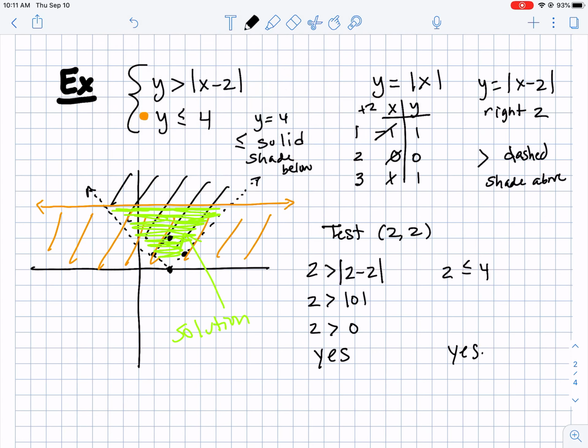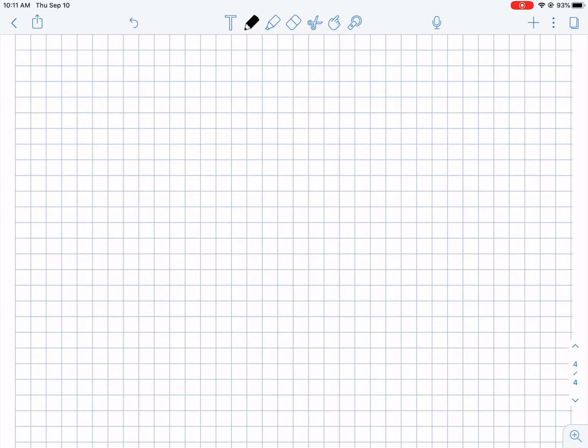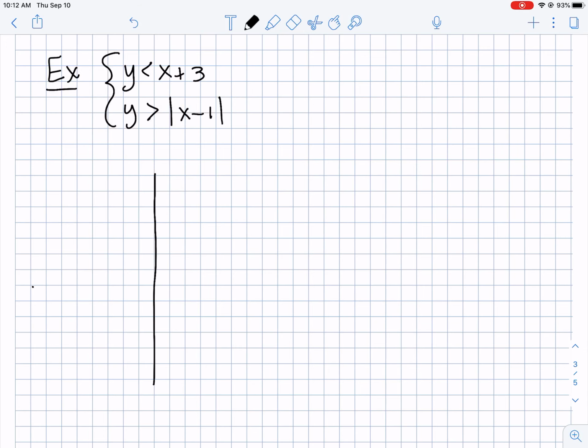All right, so let's do one more example. And for this example, we're still same direction, solve the system graphically. I have y less than or equal to x plus 3, and y is greater than absolute value of x minus 1. So let me get my graph.